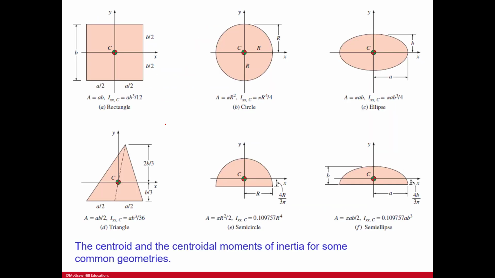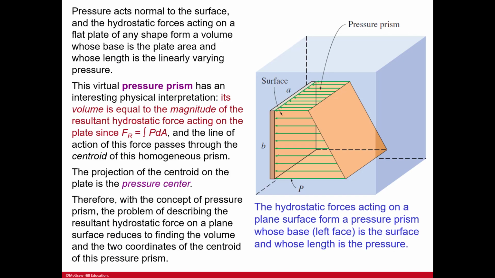This is showing you the centroid and centroidal moments of inertia for some common geometries because it's heavily geometry dependent. And so you can see these centroid and centroidal moments. And this is pressure acting normal to the surface. So we have a surface and it's normal to it, if that was a straight line.